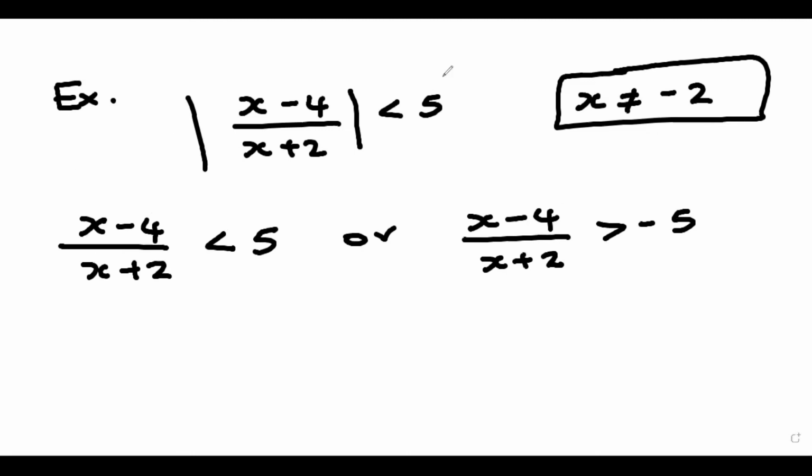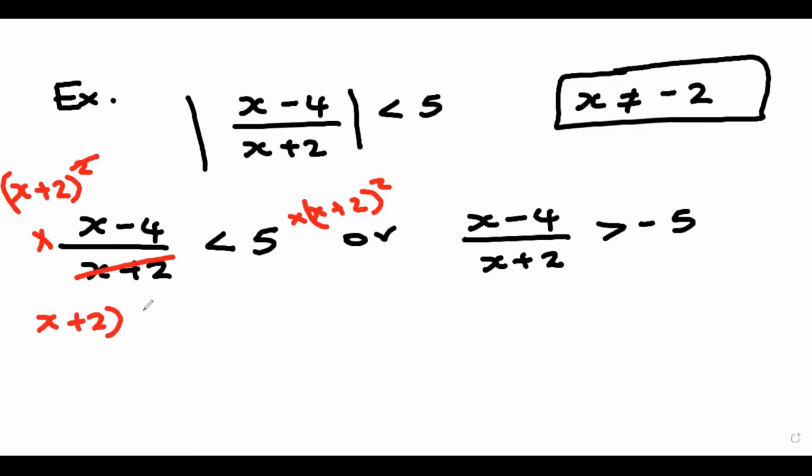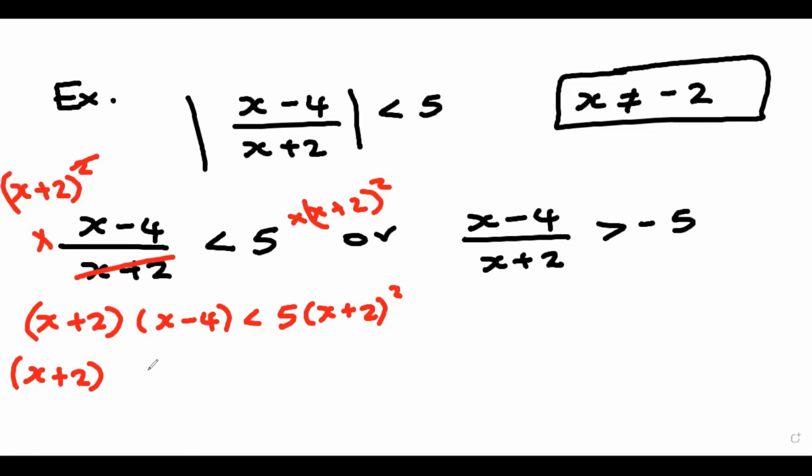What you'd have to do now is multiply both sides by the square of the denominator, because this is an inequality. So this would cancel with one of these. So you'd have x plus 2 times x minus 4 less than 5 times x plus 2 squared. So you'd have x plus 2 times x minus 4 minus 5 times x plus 2 squared less than 0.